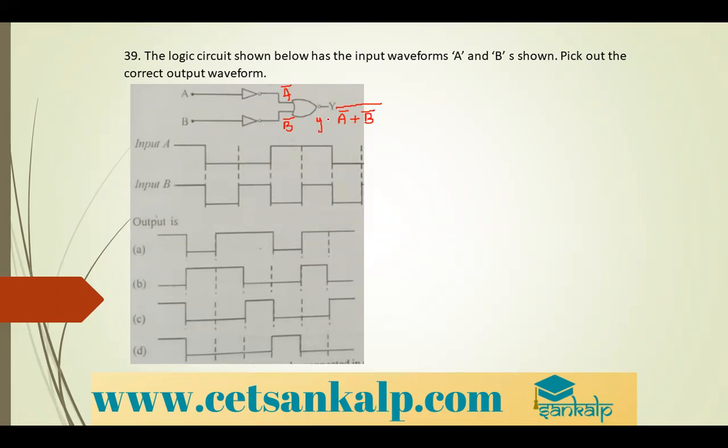So y is equal to, this is the expression. You can write this as a bar the whole bar plus b bar the whole bar. So you can write it as ab. Y is equal to a dot b.